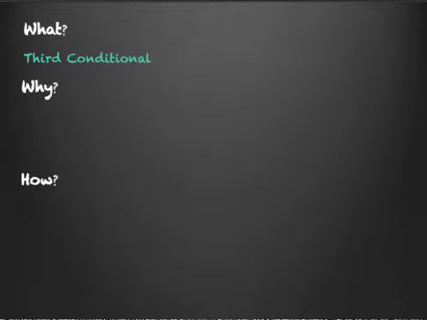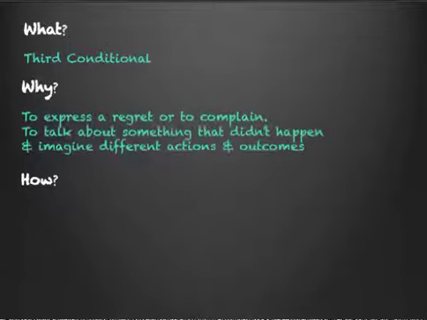Today I'd like to talk about the third conditional and to give you some tips on how to practice it. So why might we use the third conditional? Well, normally to express a regret or to complain about something that happened in the past, or to talk about something that didn't happen and imagine or invent different actions and outcomes.